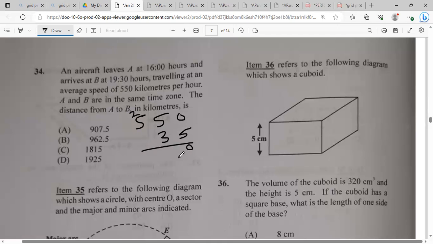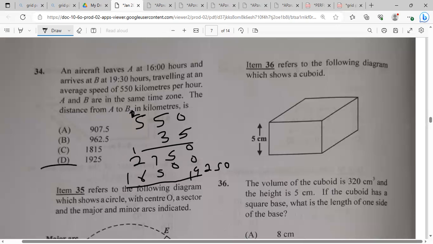550 times 5 is 2750, then 550 times 3 is 1650, and 550 times... Then we add. So we get 0, 5, 2, 9. Clearly we can see that it's this one. I did that one recently, guys.